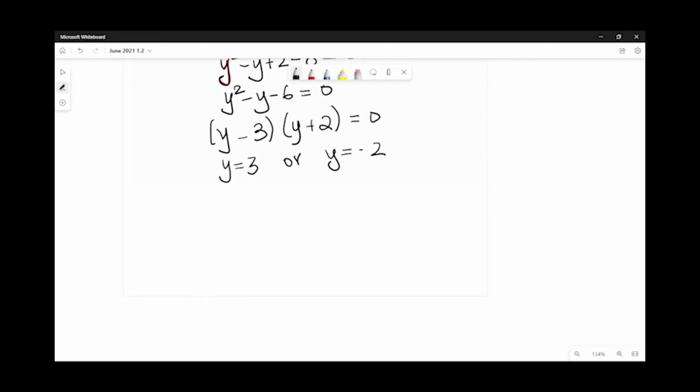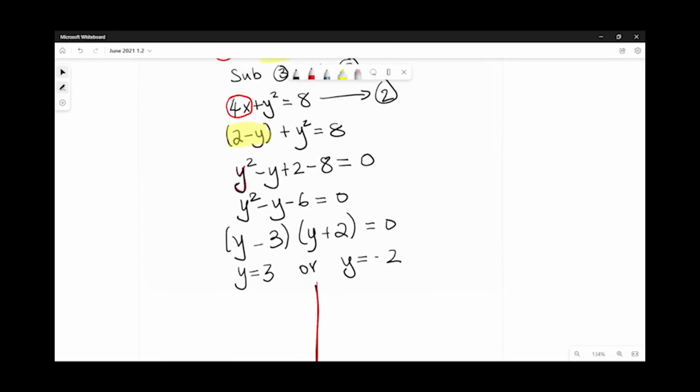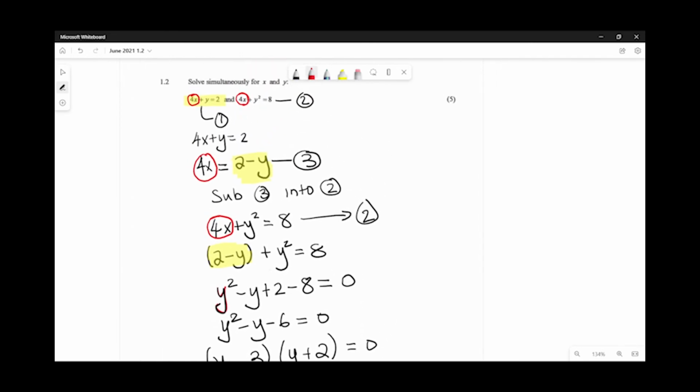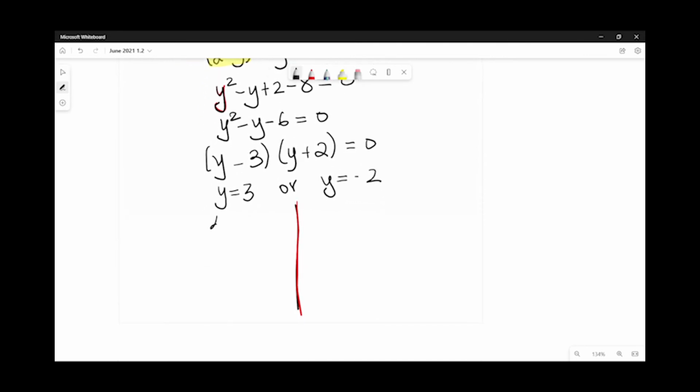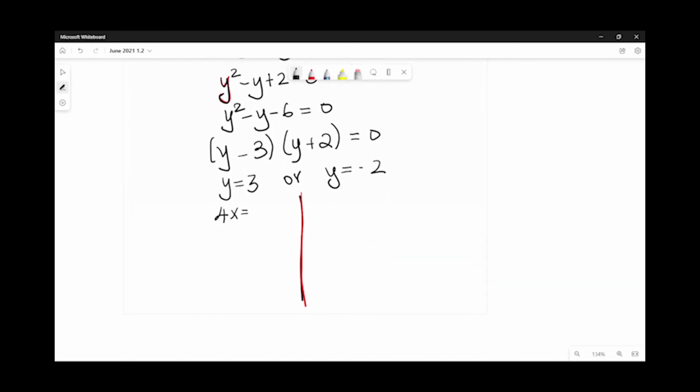But we're not done because it's a simultaneous equation. We're supposed to solve for the x values also. So I usually just like doing a straight line here to separate the two things. And you can use either equation you want there, but most times, if you feel confident with your equation 3, just use that one. Let's use this one here. Equation 3 is 4x is equals to 2 minus y. And I'm going to substitute my y there.